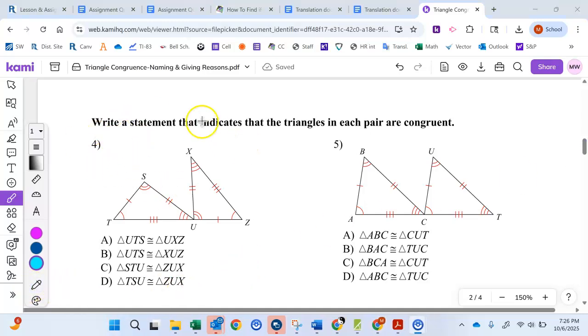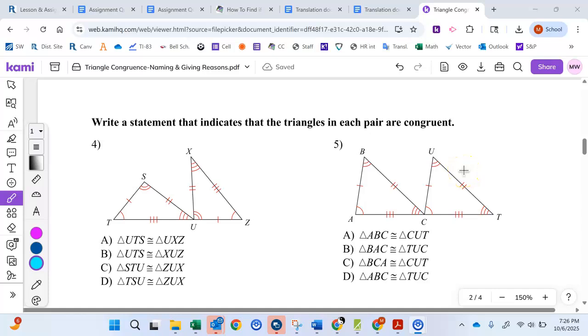Okay, so number 4 was like number 1, where they tell you certain sides and angles are equal, and you need to find which name matches that. So try number 4 if you want, see if you can figure out the choice, pause the video, and then come back and you can check it.